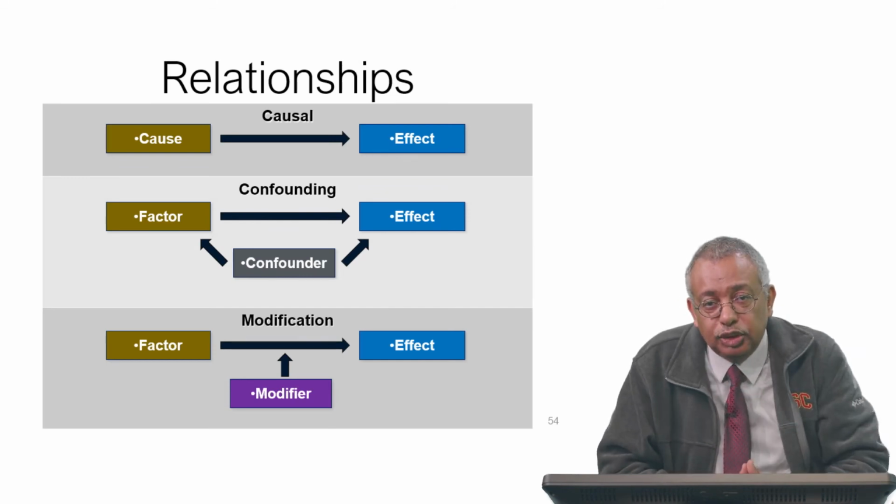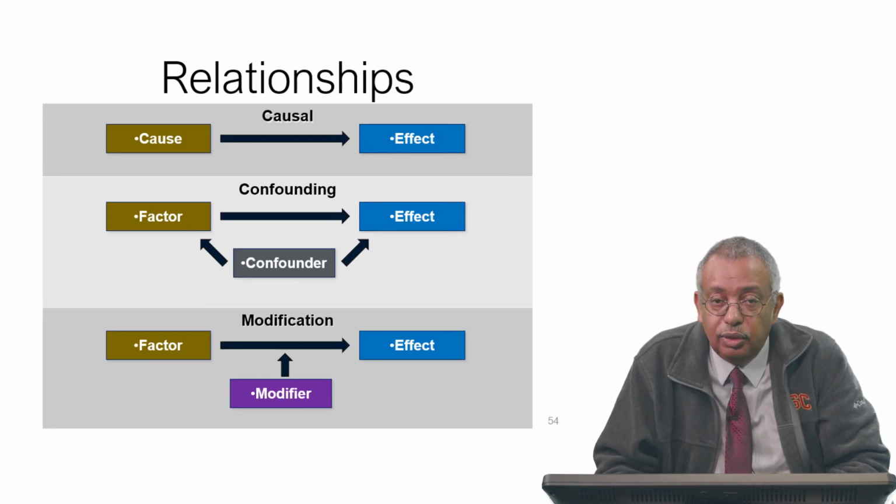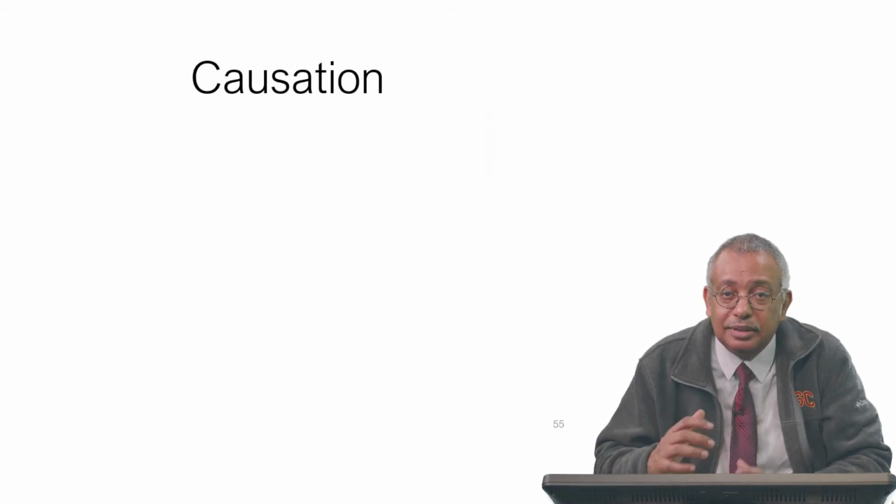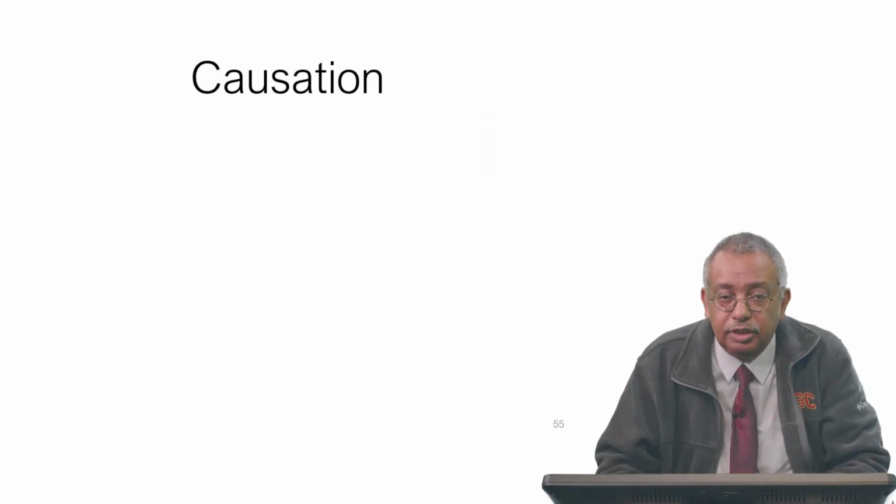This is the same slide I showed you earlier: causality or association, the concept of confounding, and the concept of modification, or effect modification sometimes. Sometimes people call it synergy, sometimes people call it interaction, but it's essentially the same concept. So we're not going to go over this again because we already talked about it, but we'll go into a little bit more detail about each one of these concepts.